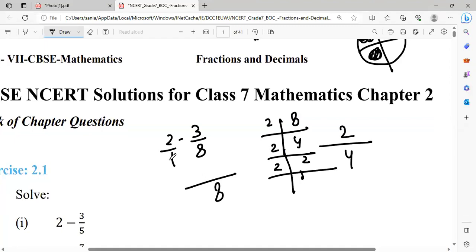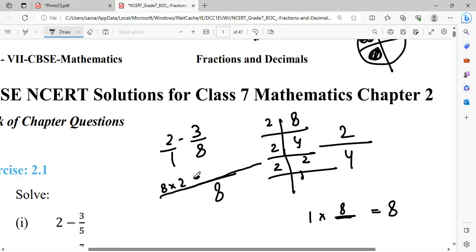Now, in one table, 8 comes at what time? Or 1 should be multiplied with which number that you get 8? 8. Yes. So you will write here 8. Now, whatever the numerator is, you will multiply it with this. Done?